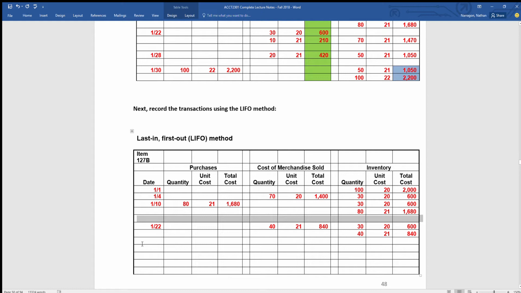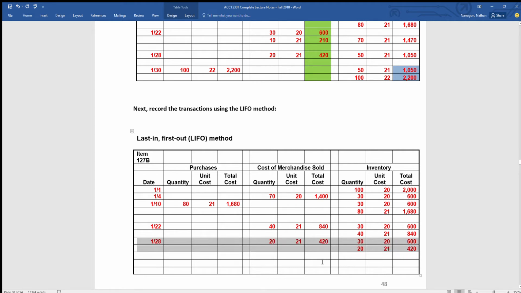So on the 28th, we decide to sell 20 more. Well, again, this 40 covers 20, because if I decide to subtract it all, it'll be fine and dandy. So since it covers the whole 20, we have 20 at the cost of $21, to get us our 420. Here, 40 minus 20, since we're dealing with the last one, leaves us 20 left of that inventory at $21 on the cost. We have 30 at 20, 600. Again, that did not get touched.